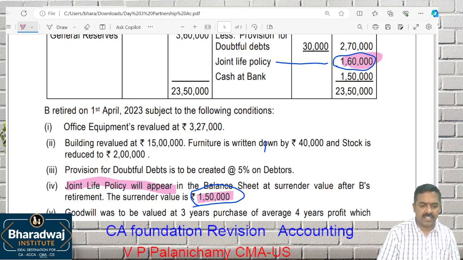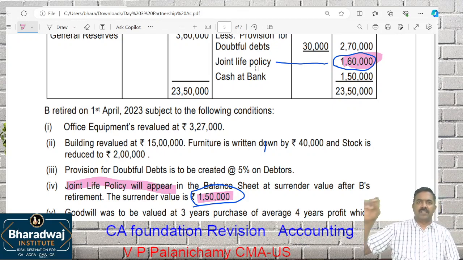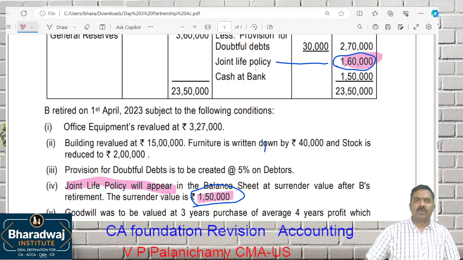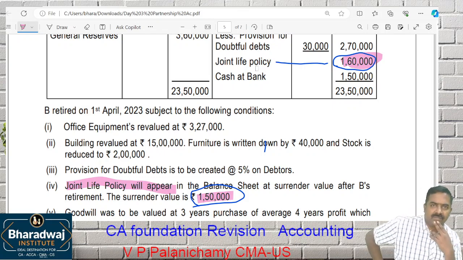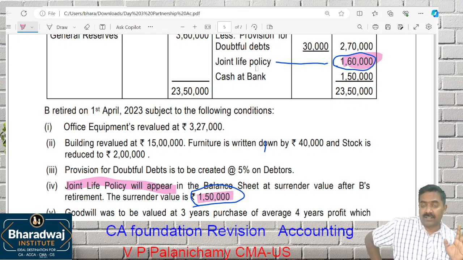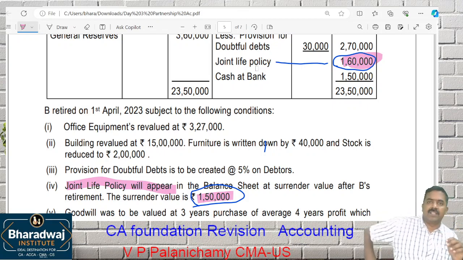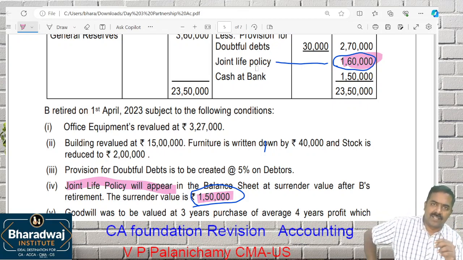Suppose in the old balance sheet nothing was given, then you will pass an entry, JLP account to old partners in old ratio, and we distribute that. If it is not mentioned in the balance sheet, that applies. But it is already mentioned in the balance sheet at how much? 1,60,000. We have to bring it down to 1,50,000. It's a loss. You can adjust in revaluation account itself.